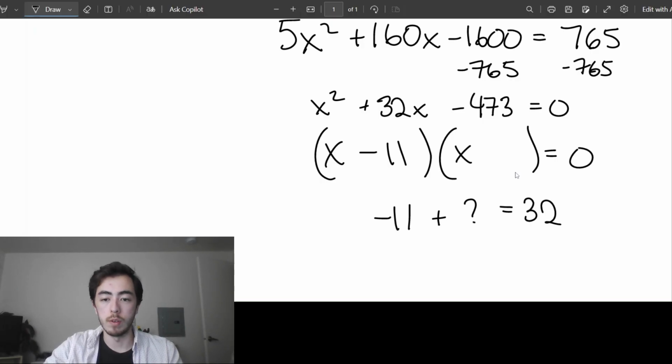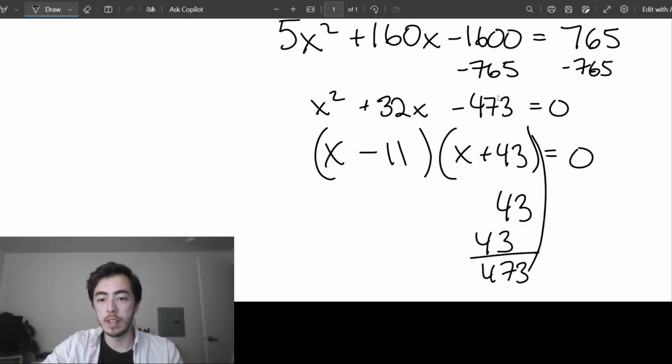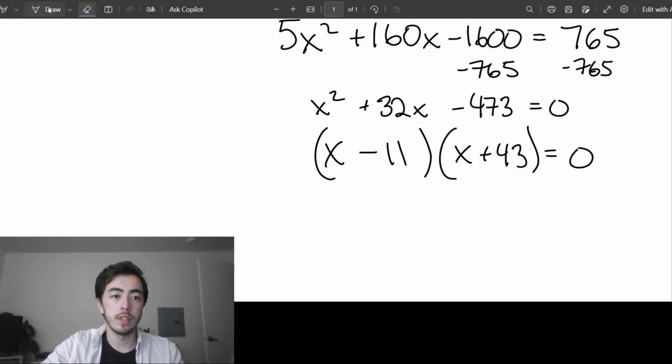And so just doing 32 plus 11 gives me 43. And I believe that's the right number to put over there. To double check, I could do 43 times 11, and that does give me 473, and that matches this number here. Okay, that's cool. So we got two answers.